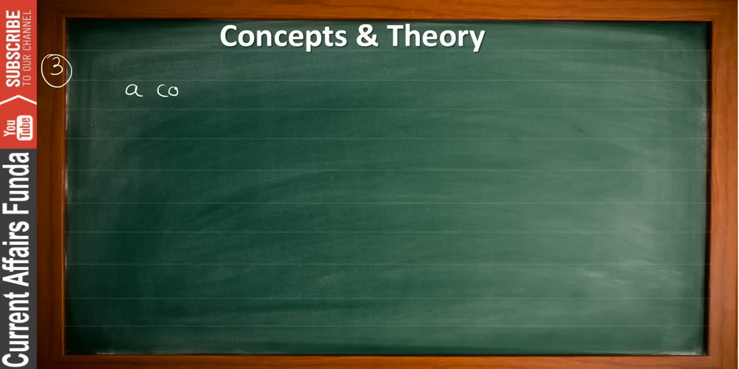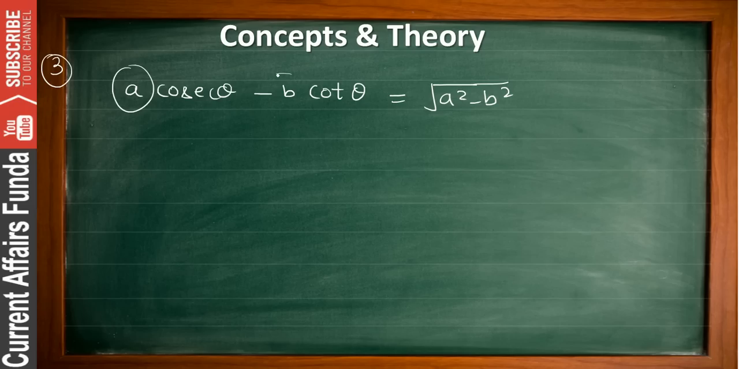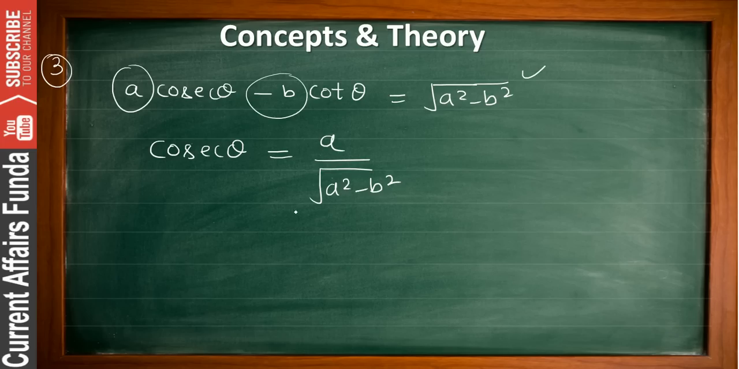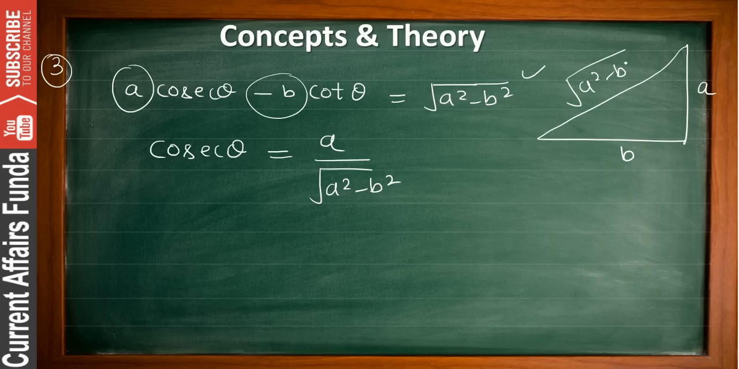Suppose A cosec theta minus B cot theta equals under root A square minus B square. So this will also make the triplet, because A square minus this one will give you this format. So friends, right now see, cosec theta will be equal to A divided by under root A square minus B square. If we are talking about this one here, this one will be A, this one will be B, and this one will be under root A square minus B square.